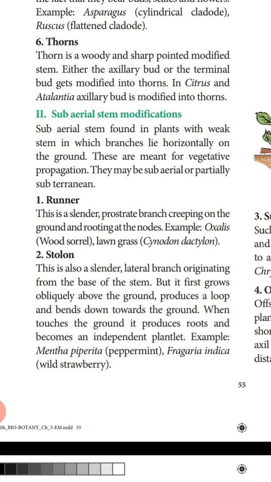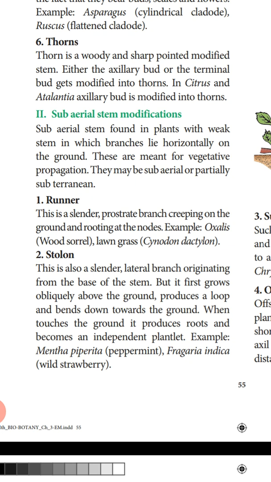The next modification is the subaerial stem modification. Subaerial stems are found in plants with weak stems, in which branches lie horizontally on the ground. They are meant for vegetative propagation. They may be subaerial or partially subterranean. As we have studied, subaerial stem modification means the stem grows partially above the soil and partially below the soil. So again they have weak stems.